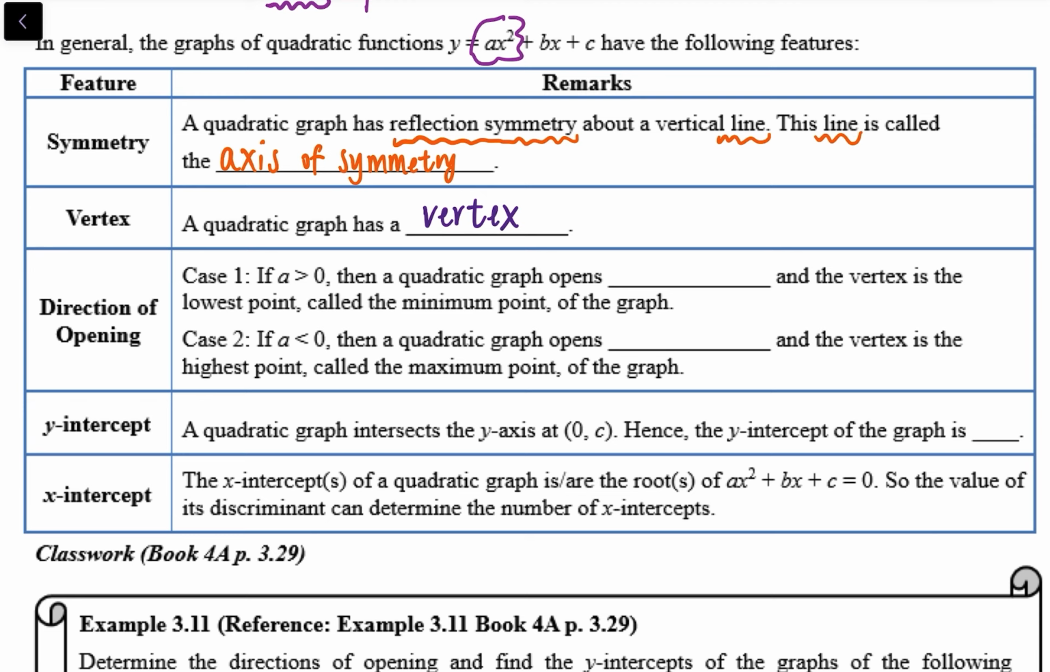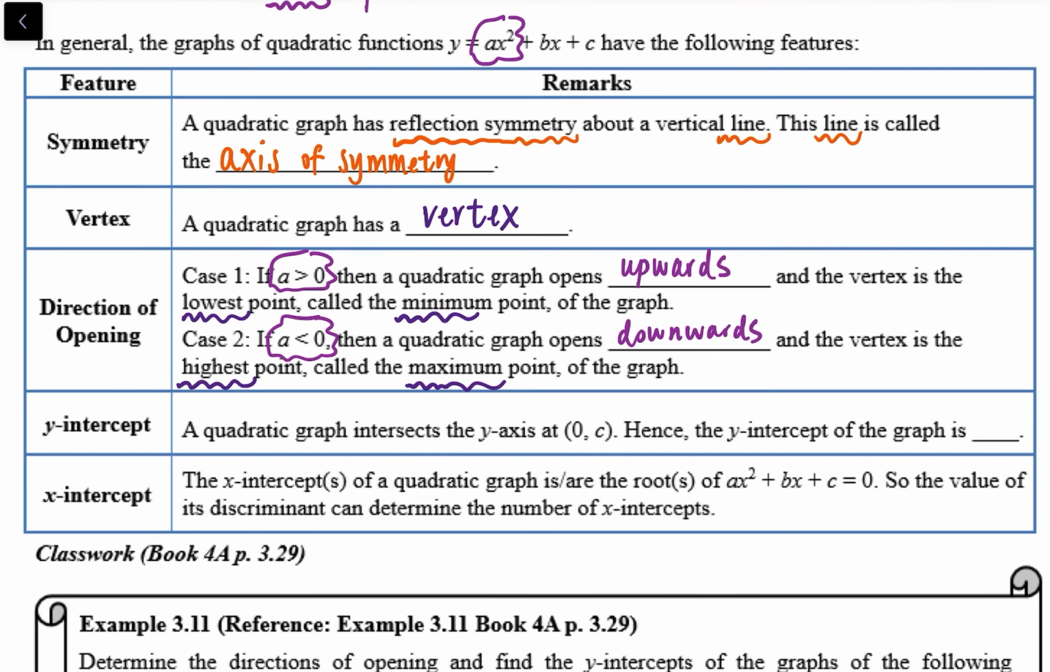The graph could be opening upwards or downwards. If a is greater than 0, the graph opens upwards, and the vertex would be the lowest point or the minimum point of the graph. Whereas just the opposite, if a is less than 0, the graph opens downwards, and this time the vertex would be the highest point, which is also the maximum point.